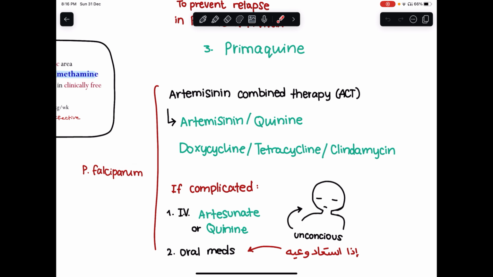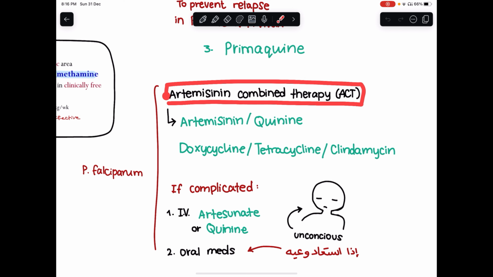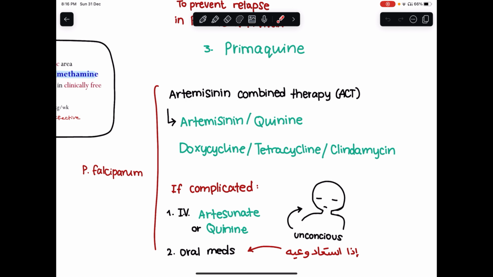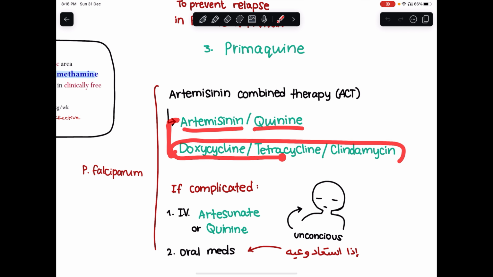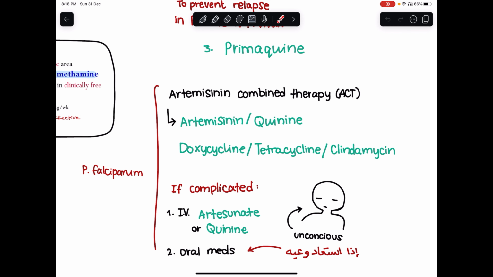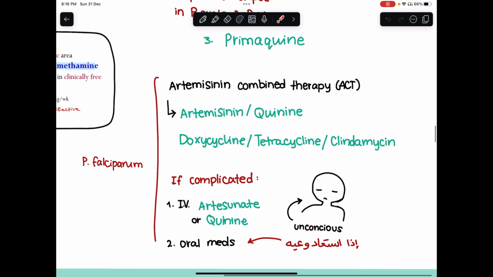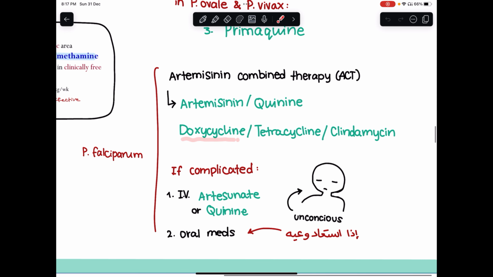So you're going to use artemisinin combined therapy. You use these two together, either artemisinin or quinine, with an antibiotic such as doxycycline, tetracycline, or clindamycin. Okay, doxycycline isn't an antibiotic, but okay.